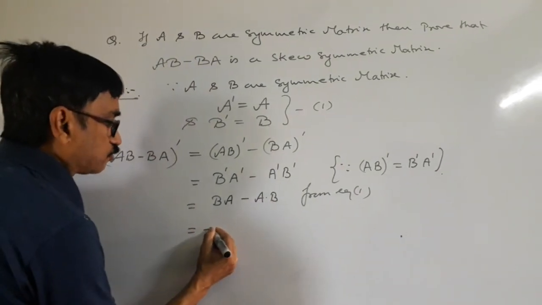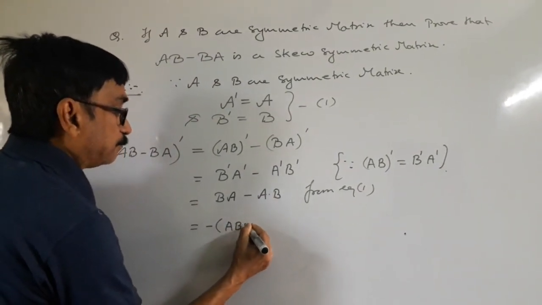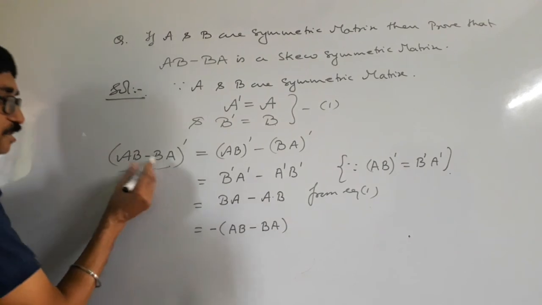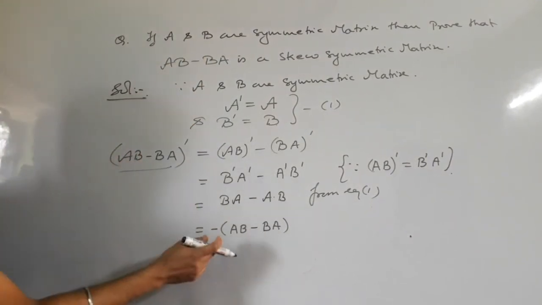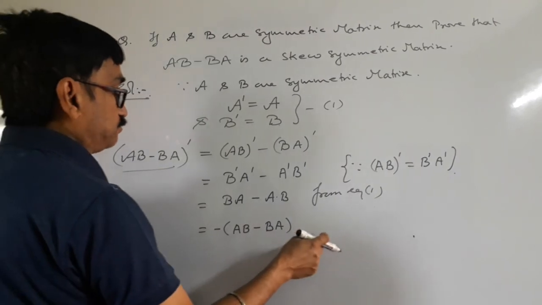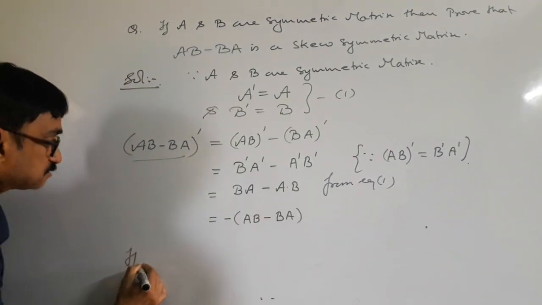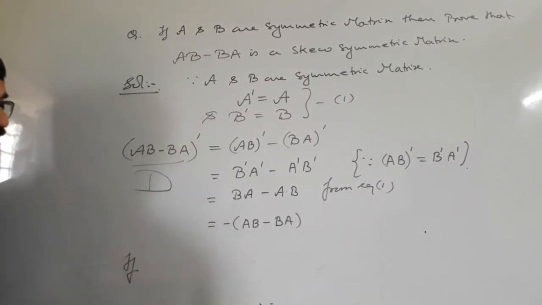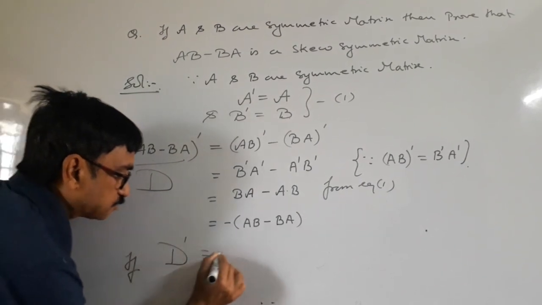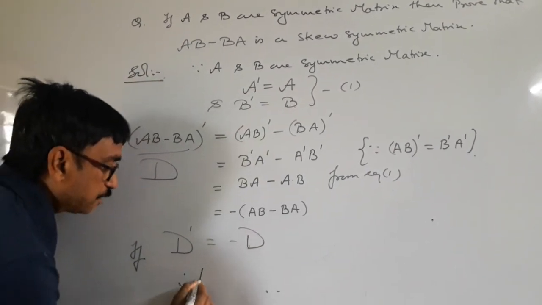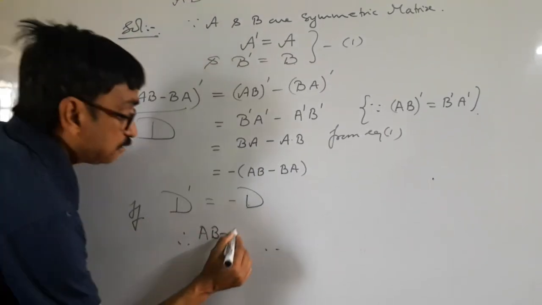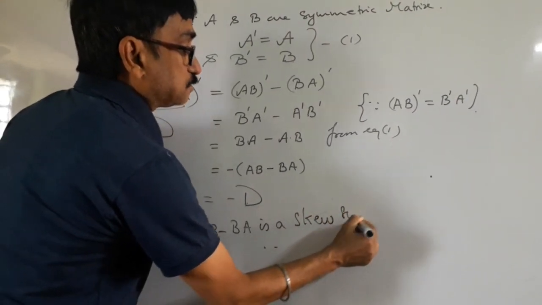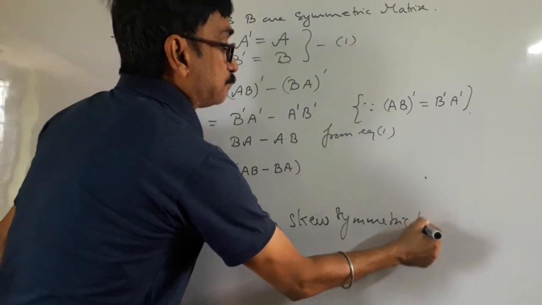If we take minus sign common, AB minus BA, it will become. So here we can see that AB minus BA का transpose equals minus of AB minus BA. If we take this complete AB minus BA as stored in the D variable, it will become D dash is equal to minus of D. Therefore, AB minus BA is a skew symmetric matrix.